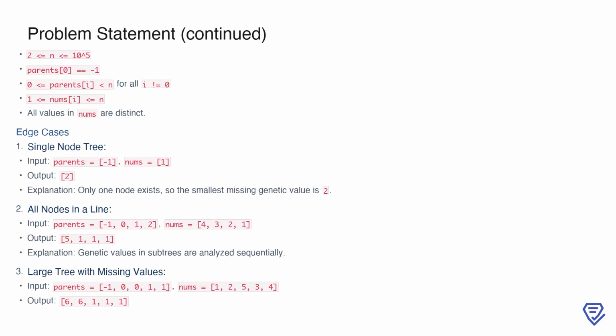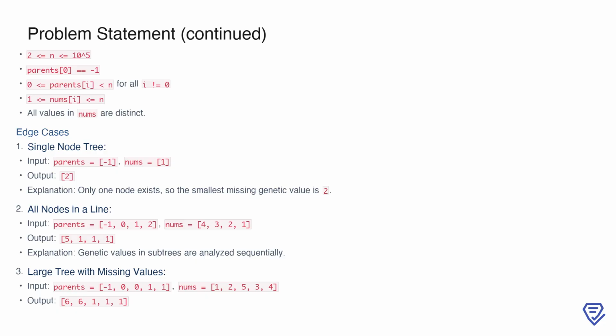The problem also has some constraints and edge cases to consider. For example, the size of the tree, n, can go up to 100,000, so we need to ensure our solution is efficient. Additionally, the parents array always starts with -1 for the root node, and all other values are valid indices within the range 0 to n-1. The nums array contains distinct integers in the range 1 to n, which simplifies the problem since there are no duplicate genetic values.